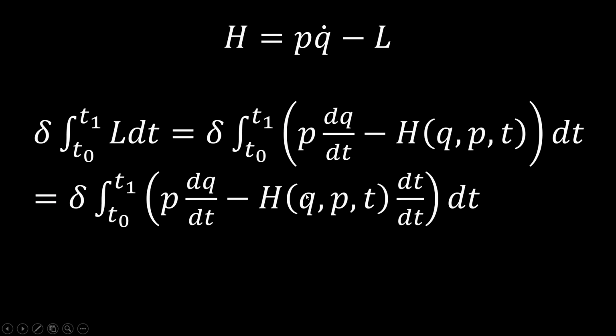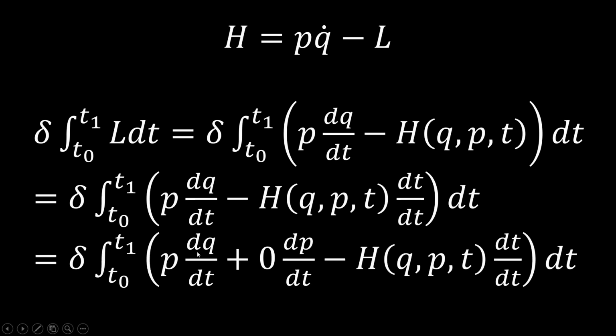Now we note that the Hamiltonian is a function of q, p, t, and this is also a function of q, p, t, it's just of p, but we do not have a derivative in p. So let's add that. So now we have three functions, p, 0, and minus H, and three derivatives, dq/dt, dp/dt, and dt/dt. This is the way of writing the Lagrangian that we are going to need.